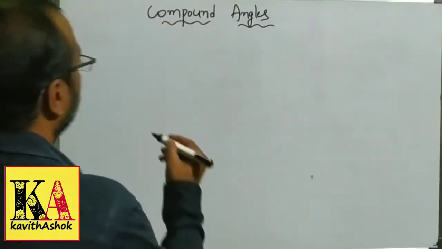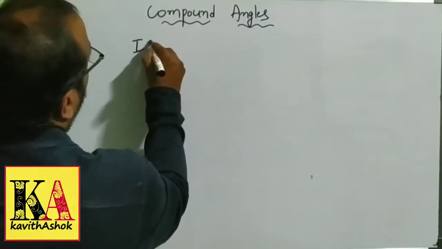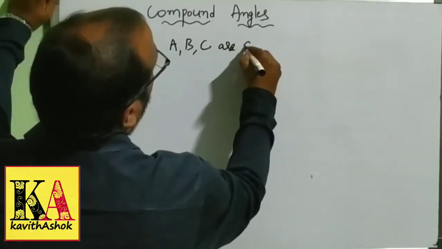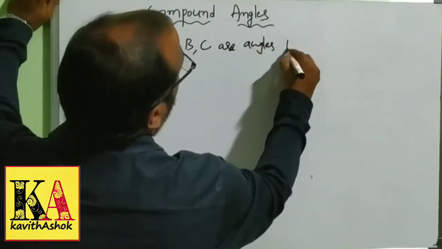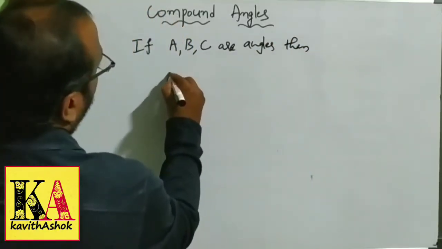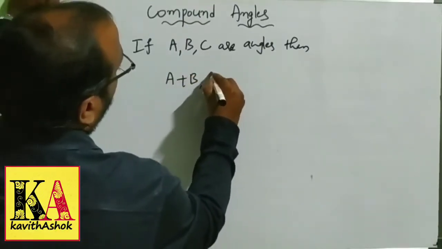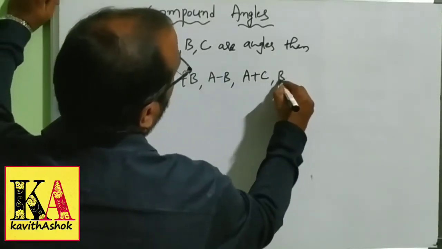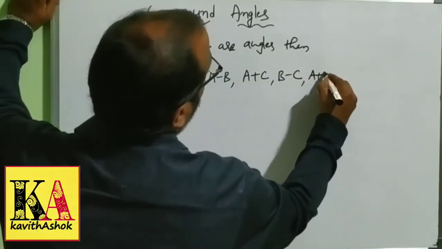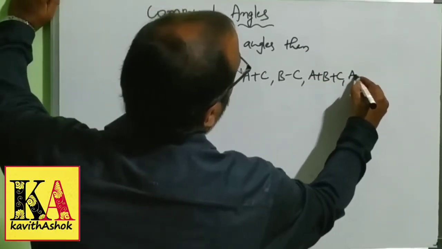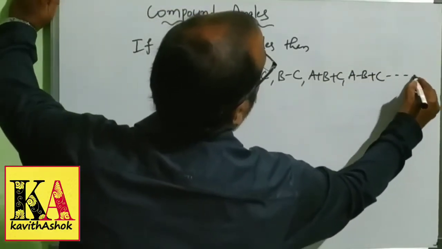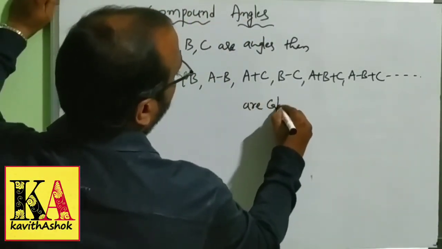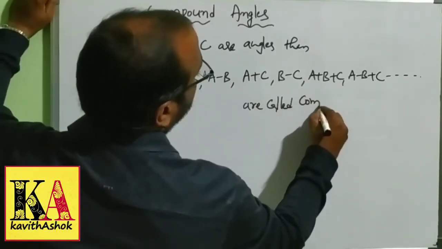Right. Suppose A, B, C are angles, then A plus B, A minus B, A plus C, B minus C, A plus B plus C, A minus B plus C, and so on are called compound angles.